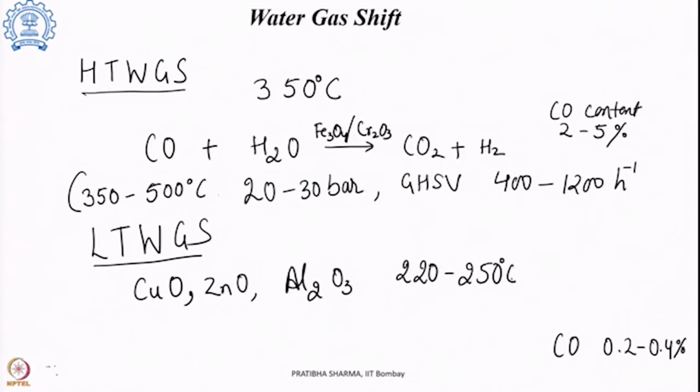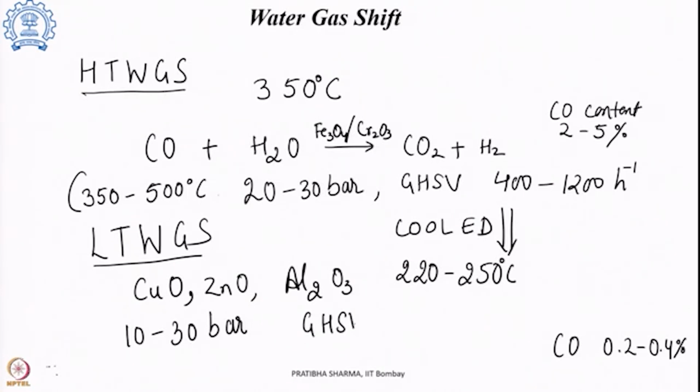So, after the high temperature water gas shift, the gas needs to be cooled down further for the low temperature water gas shift. Under these conditions, the carbon monoxide content reduces to 0.2 to 4%, the pressure is around 10 to 30 bar, and the gas hourly space velocity is somewhere around 3600 per hour.